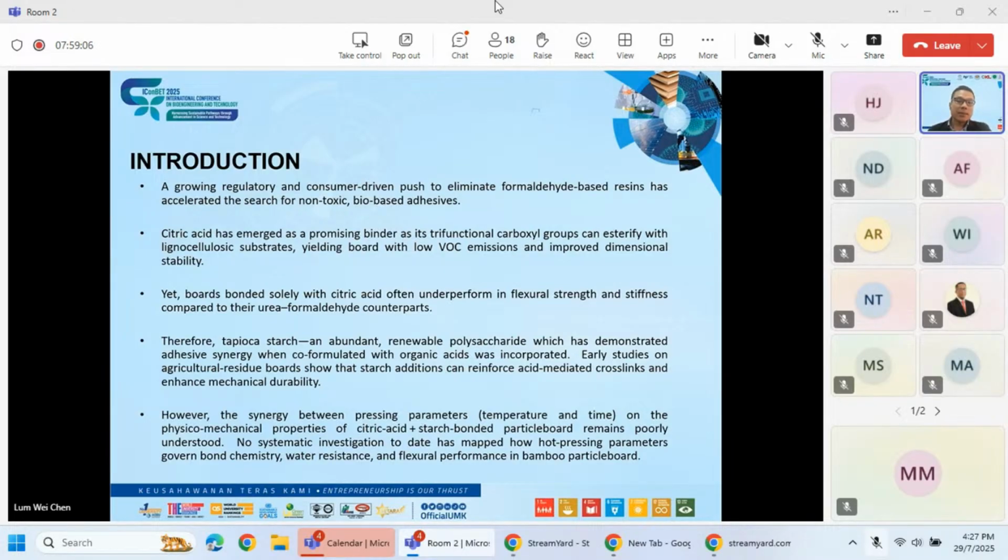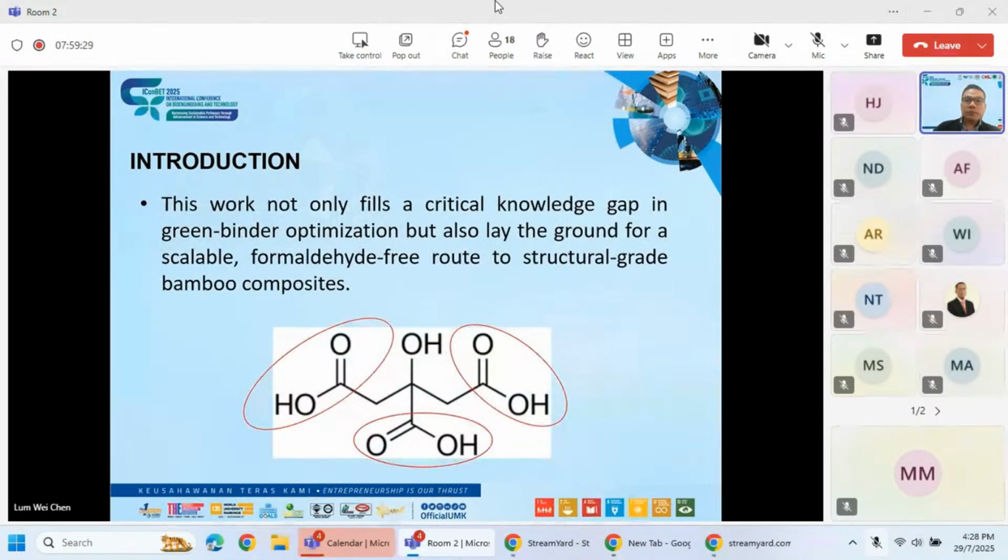on the physical and mechanical properties of citric acid and starch bonded particle board remains poorly understood, especially for bamboo particle board. So in this study, we used two new raw materials for the production of conventional particle board. First, for the raw material, we substitute the tropical mixed hardwood with bamboo. The next material, which is the adhesive, we substitute the petroleum-based urea formaldehyde with citric acid and gelatinized tapioca starch.